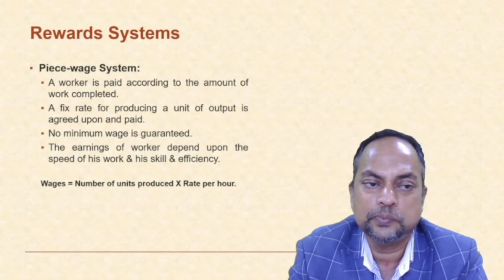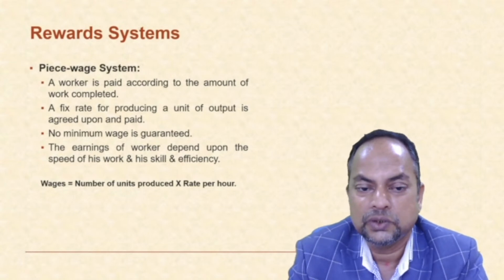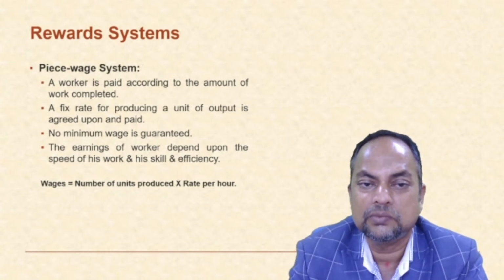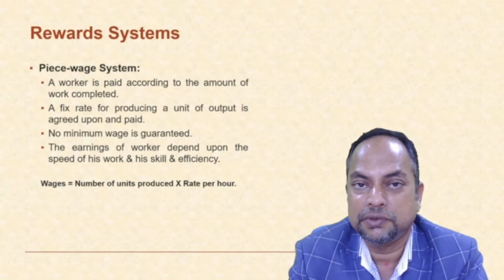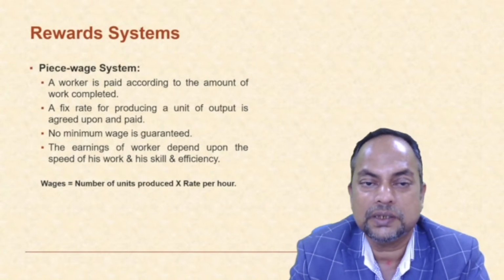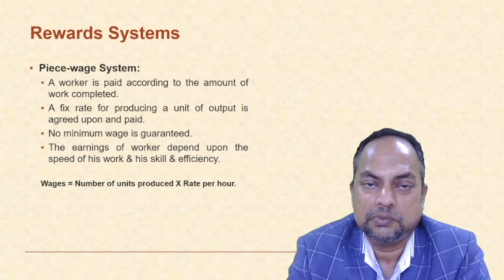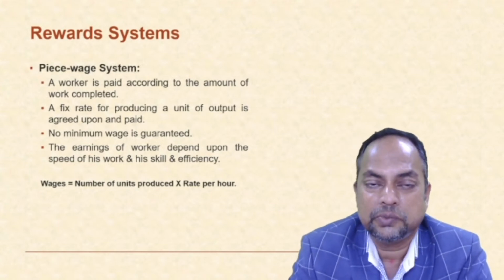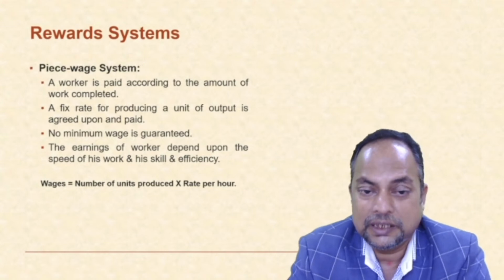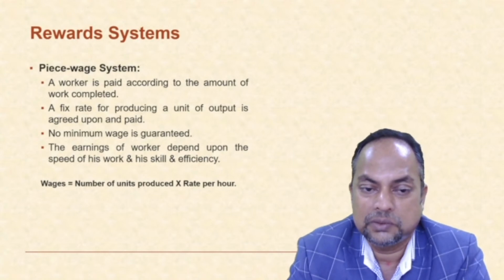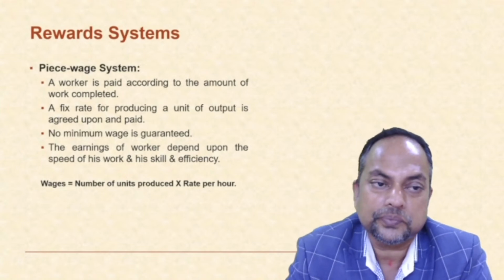Now, we need to talk of this piece rate system also. So here, piece rate system is based on the concept of productivity of the employees, right? What it says. So here, the wages are calculated in terms of the number of units produced by the employee multiplied by rate per unit. So there's a typological error. Rate per hour has been mentioned in the slide. So it will be rate per unit, right?